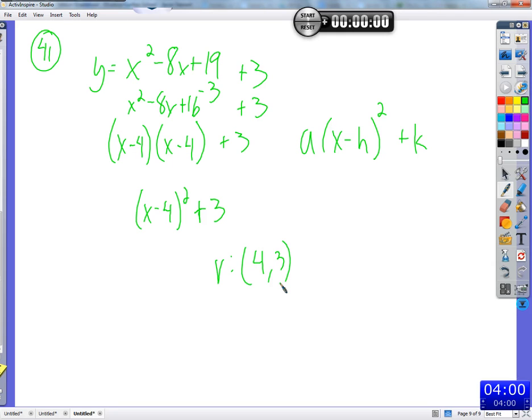So we have to solve equations. There was a rewrite in vertex form. And that's what we need to be able to do. Are there any questions?